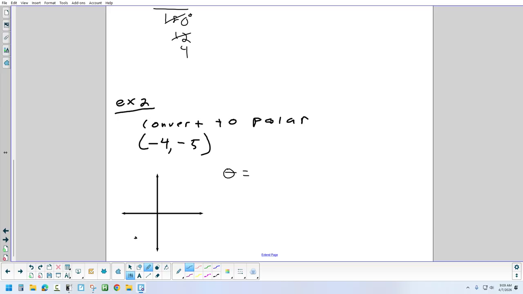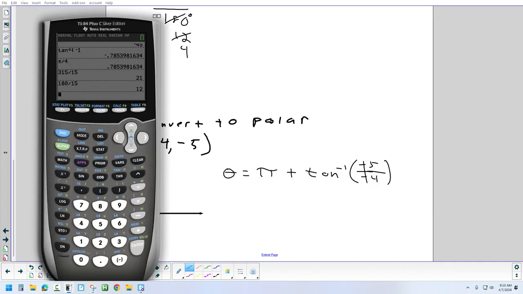What did you say? Pi plus inverse tangent. Pi plus, okay, so if she said pi, we're going to use radians, which is fine. This problem didn't say. So pi plus the inverse tangent. And now it's important we get this fraction right. Y over x. -5 over -4. Okay, negatives will cancel out.